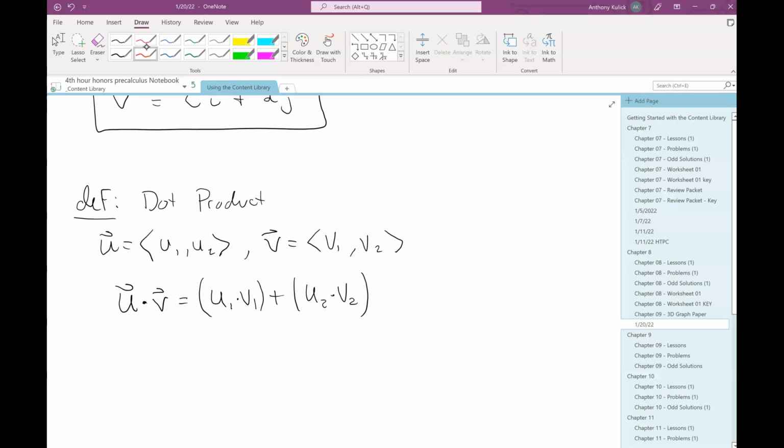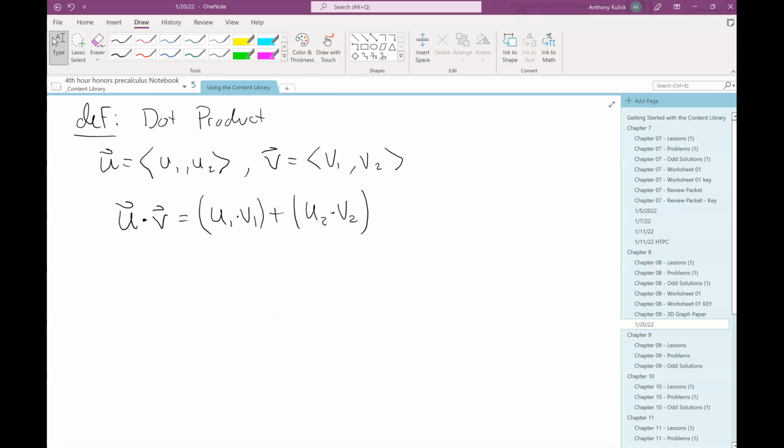We'll do some numeric examples here in a moment, but before we do that, I just want to go over a couple of properties for these dot products.